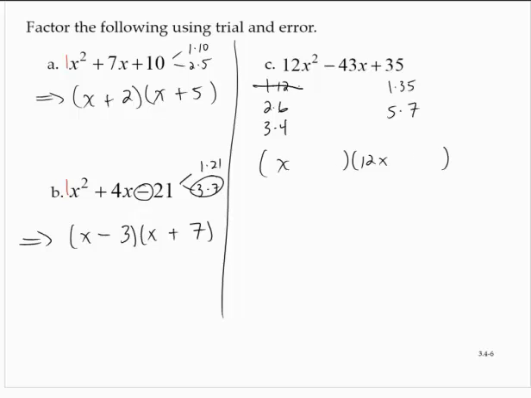So I try the 2 and the 6. 2x, 6x, 1, 35. That would give me a 6 and a 70. No good. Switch it up. 35 and 1. That would give me a 2 and a large number, 210. Alright, so no good.